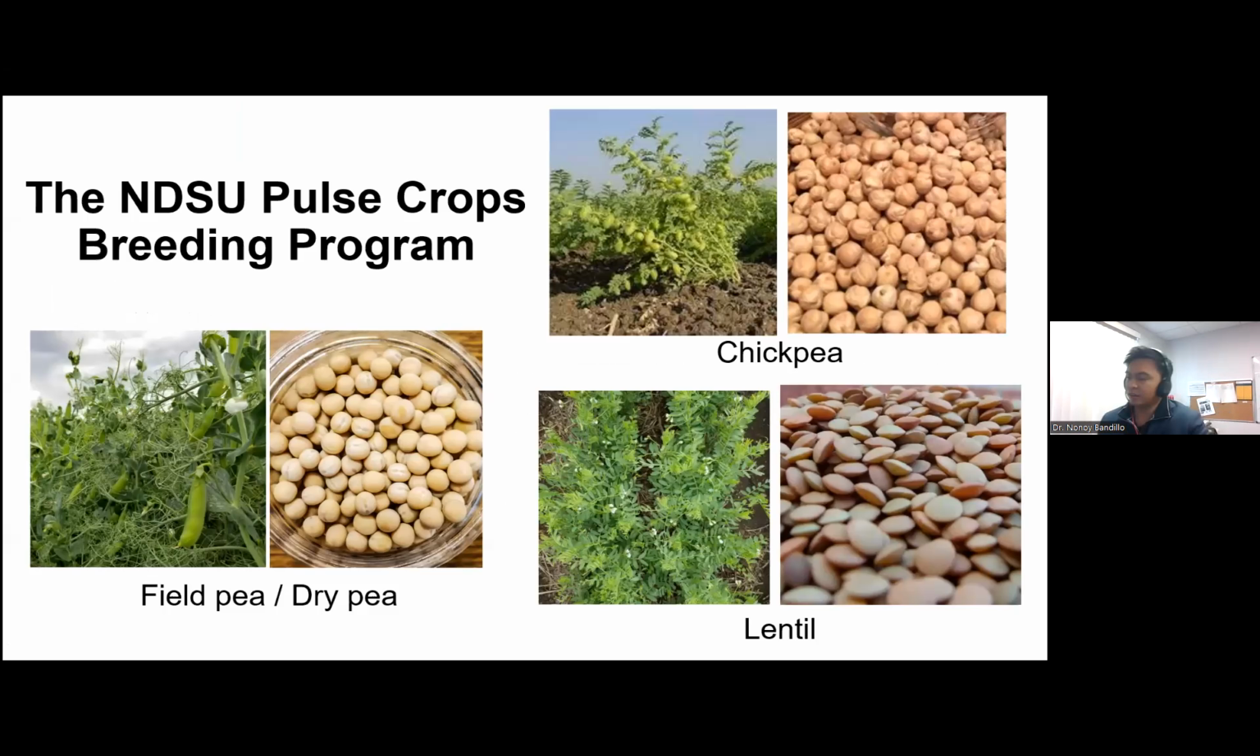All right. So let me tell you a little bit about the program. We're working on pulse crops. It is a cool season crop that is adapted in cooler and a little bit drier places, such as North Dakota. And when I say pulses, what I mean by that is field pea or dry pea, chickpea, and lentil. These crops are not just a major crop in the US, but also a major commodity globally.